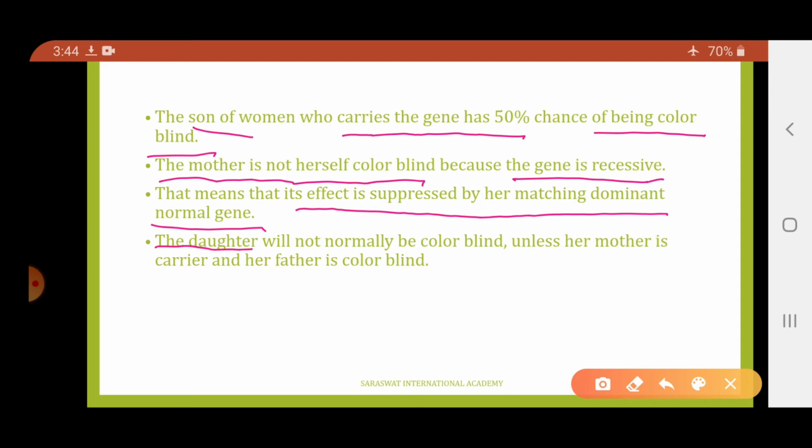So the daughter will normally not be color blind unless her mother is a carrier and the father is color blind. Daughter के color blind होने के chances कब है? जब mother carrier है and father color blind है, ये कंडीशन में डॉटर क्या हो सकती है? कलर ब्लाइंड हो सकती है. अदरवाइज देयर वोंट बी द पॉसिबिलिटी ऑफ डॉटर बीइंग कलर ब्लाइंड, राइट?